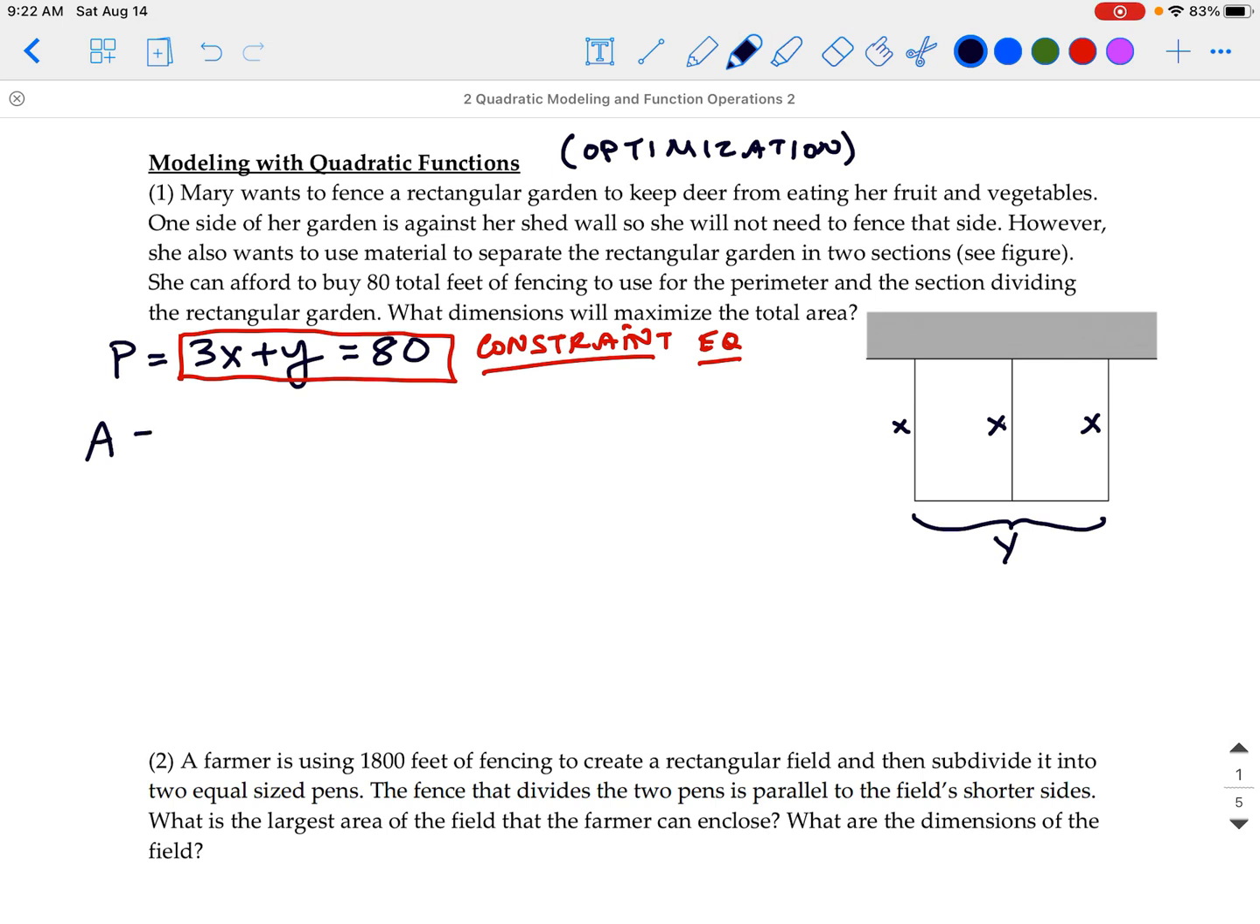So the next thing we want to do is figure out, what do we want to optimize? And we can see that we want to optimize the area. So which dimensions will maximize the total area of Mary's garden? So the area of the region is going to be x times y, just using length times width for the area of a rectangle. So we want to optimize x times y, but obviously we've got 2 variables, which makes it a little tricky. But we'll note this is the optimization equation.